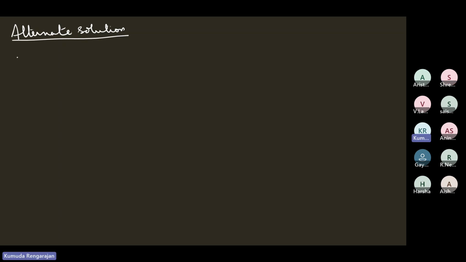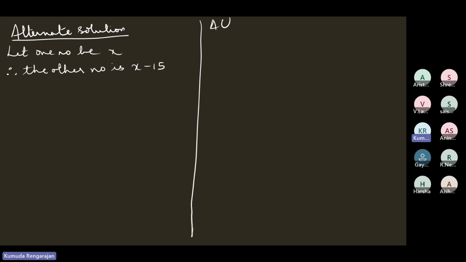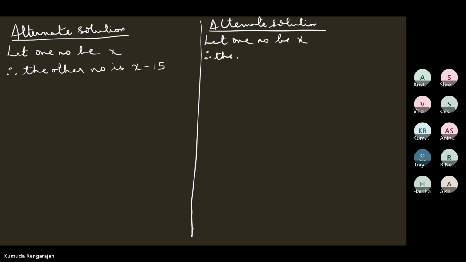Yes, ma'am. Yeah. So you can say let one number be x. Therefore, the other number, if you think x is the bigger number, then the other number should be x minus 15. Or if you think that, again, another alternate solution. Both are correct. You can do it both ways. See, let one number be x. Therefore, the other number is, yeah.